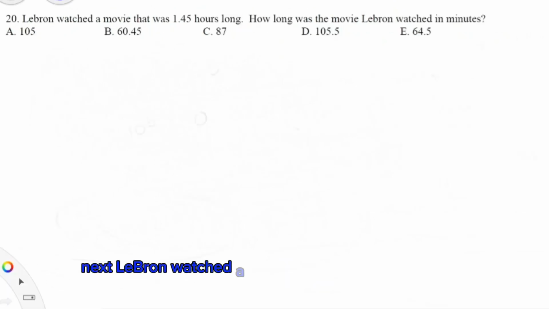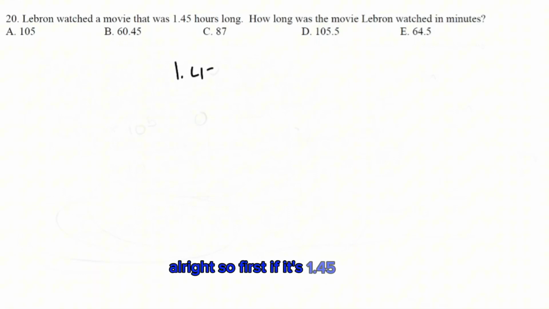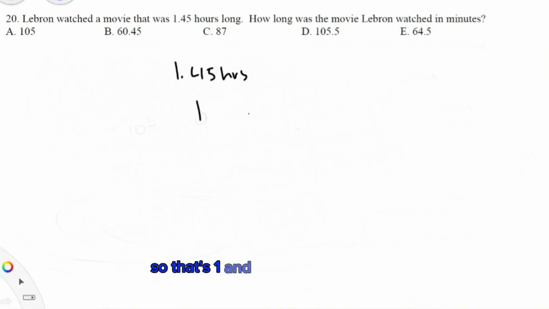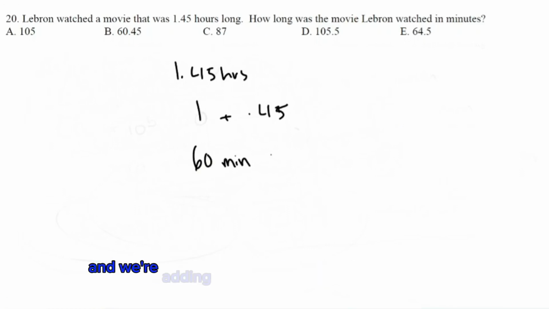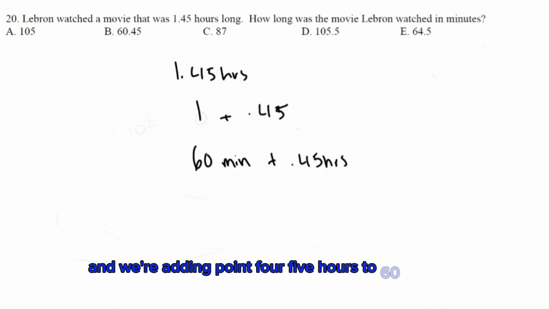Next, LeBron watched a movie that was 1.45 hours long. How long was the movie LeBron watched in minutes? First, if it's 1.45 hours, we can break this up. That's 1 and 0.45 hours. We could write this like an addition: 1 plus 0.45. 1 hour is just 60 minutes, and we're adding 0.45 hours to 60 minutes.